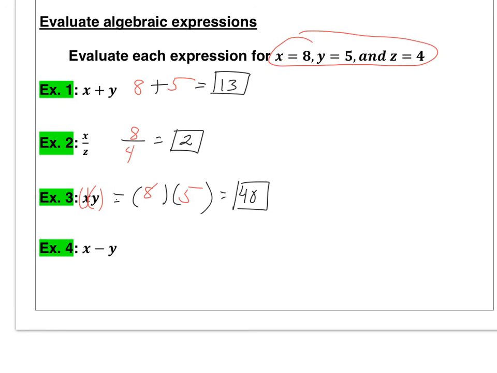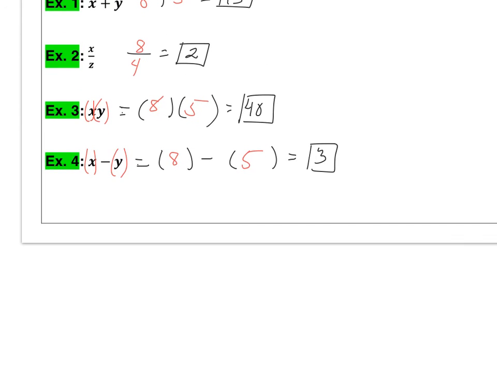Then I want you to get in the habit of just doing substitution parentheses, especially anytime we follow a subtraction sign, because if y were negative, we'd have to make sure that we did keep, change, change. Fortunately, y is not negative here, but we're still going to use our substitution parentheses. So instead of x, I have 8, and instead of y, I have 5. Fortunately, 8 minus 5 is pretty simple, and that is 3. So those are just some very simple examples.